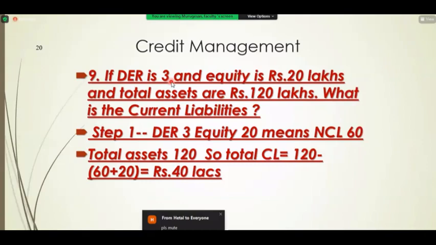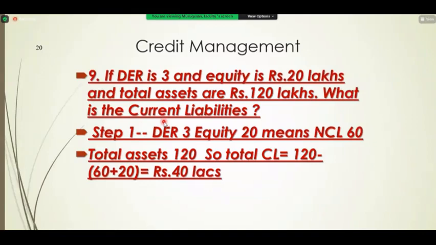Okay, very good. Friends, debt equity ratio 3 means you have to quickly interpret. What does it mean? Long-term loans of the unit is 3 times more than the capital. Equity is also known as capital. Their capital is 20 lakh, so the long-term loan should be 3 into 20, 60. Agreed or not?